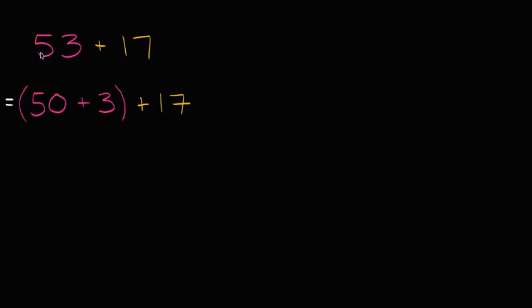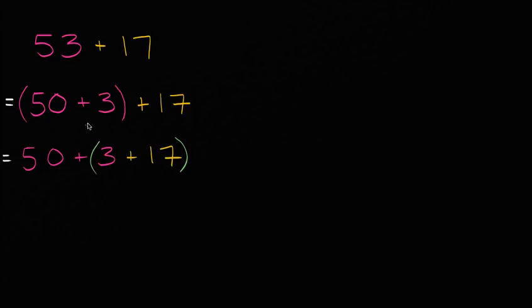Now, I could just add the 50 plus 3 first and then add the 17 and I would just get back there. But we want to figure out what this whole thing is. So I could rewrite this. This is the same thing as 50 plus 3 plus 17. And I could do the 3 plus 17 first. So here I'm doing the 50 plus 3 first, I have those in the parentheses. Here I'm doing the 3 plus 17 first.